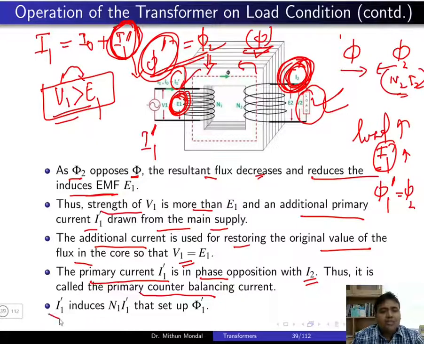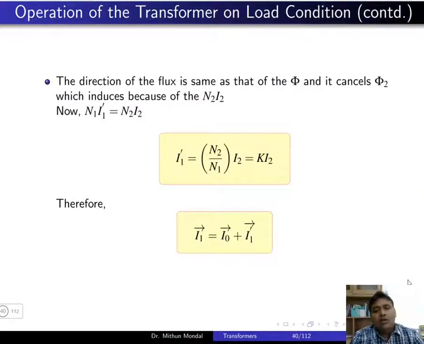Hence I1 dash induces N1 I1 dash that sets up a flux phi 1. So N1 is the primary turns and I1 dash is the extra amount of current that has been drawn when you have increased the load, and this will produce a flux phi 1 dash which will cancel the flux phi 2 due to the load on the secondary. Hence the total flux in the core will be the same.